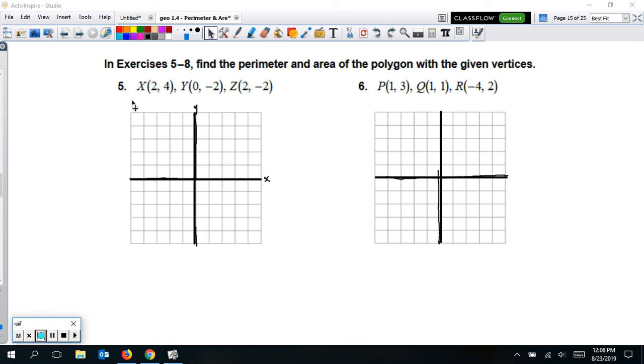So go ahead and, let's see, number 5, go ahead and plot these points. Maybe we want to pause the video and plot the points. You can pause the video and plot the points for both 5 and 6, and then play it and see what we have. But go ahead and definitely plot X, Y, Z here, get a triangle, and connect these together to get your triangle.